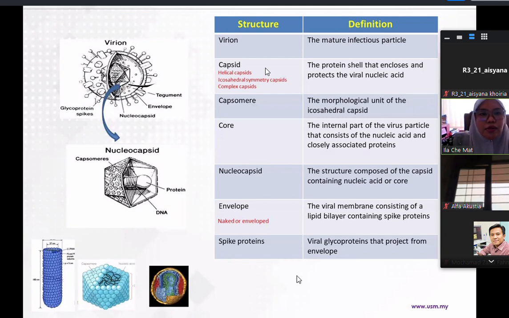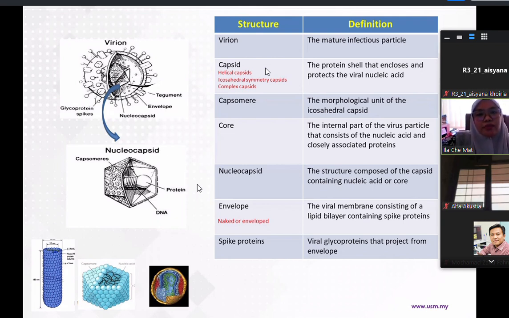Sorry. So the structure of the virus. When I say virion, it is actually a mature infectious particle that can infect a host cell. The capsid is the protein that encloses the nucleic acid. The nucleic acid can be DNA or RNA. So the stuff that covers that nucleic acid we call a capsid, and this capsid can be found in different forms. The blue one here is in a helical capsid form. This one is the icosahedral, and this one is the complex form.